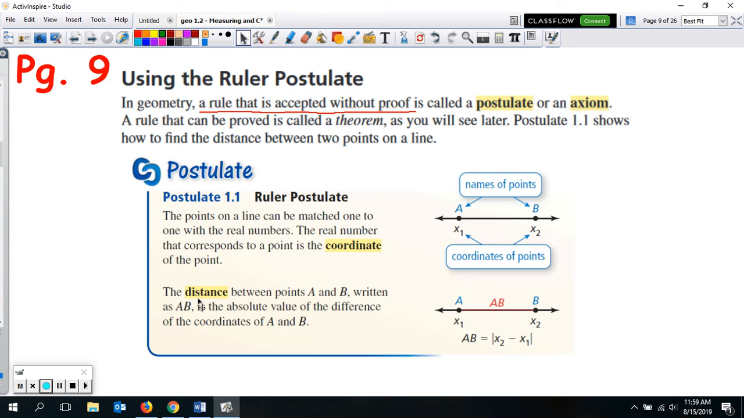Of course, it wouldn't make any sense if distance was negative. You're not going to travel from home to school and travel a negative distance. You always will be traveling a positive distance. So we're going to subtract the numbers here from one point to the other, but we're always going to make sure it's the absolute value, which means it will always be positive in the end.